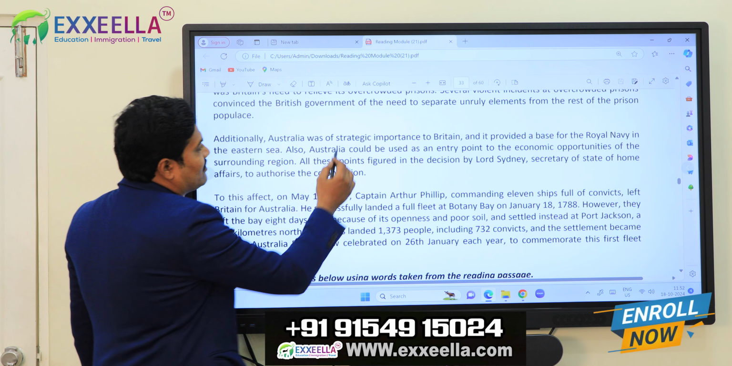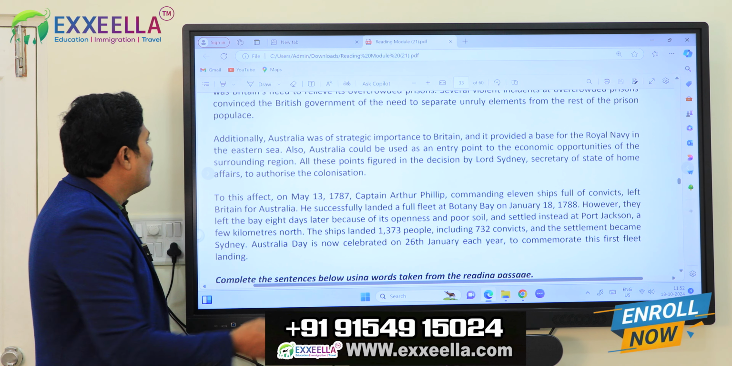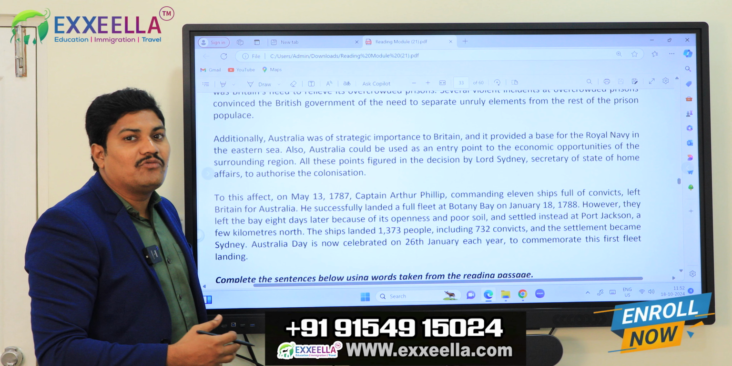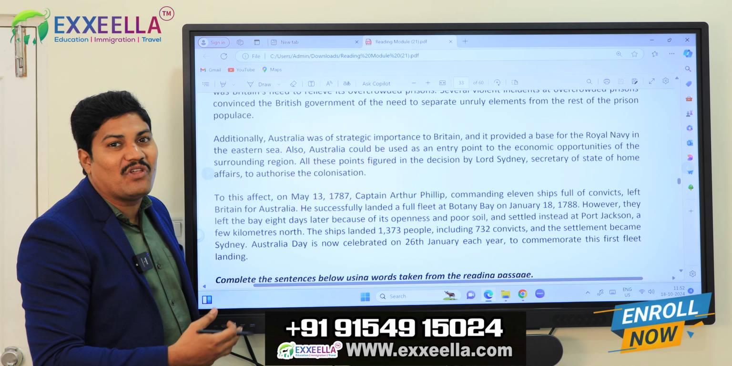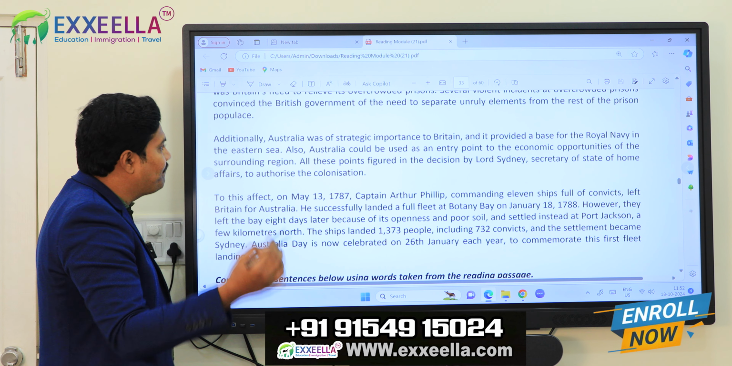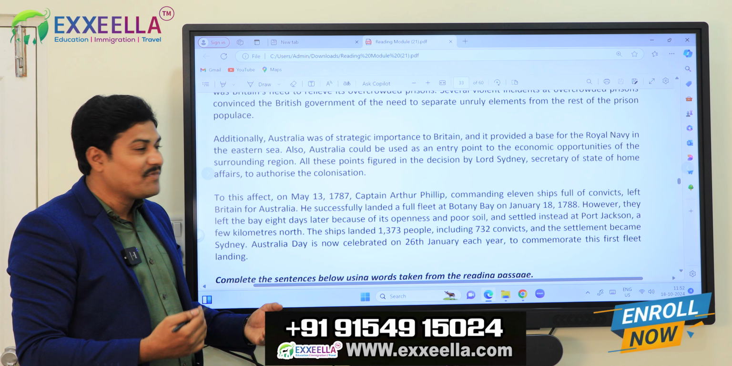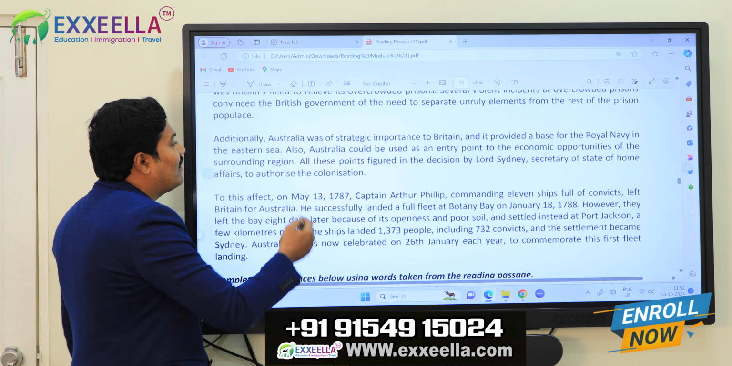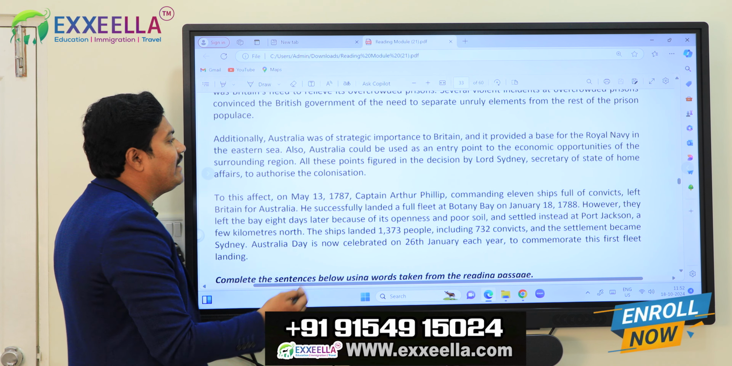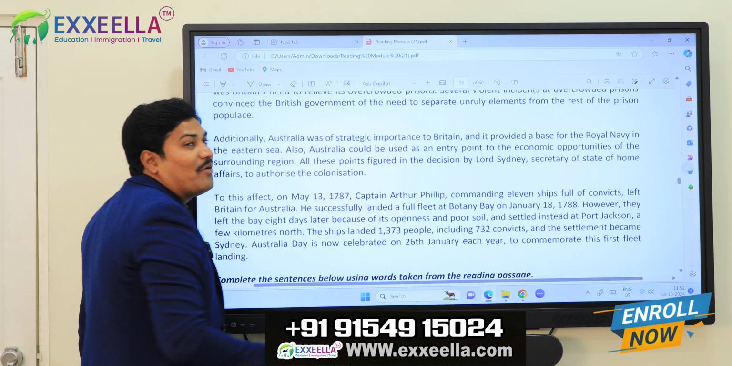Additionally, Australia was of strategic importance to Britain. This is closely related to the question. Now let's see what Britain wanted to gain from Australia. It provided a base for the Royal Navy in the Eastern Sea. Also, Australia could be used as an entry point, an access point to Australia, and then they thought to gain economic opportunities.